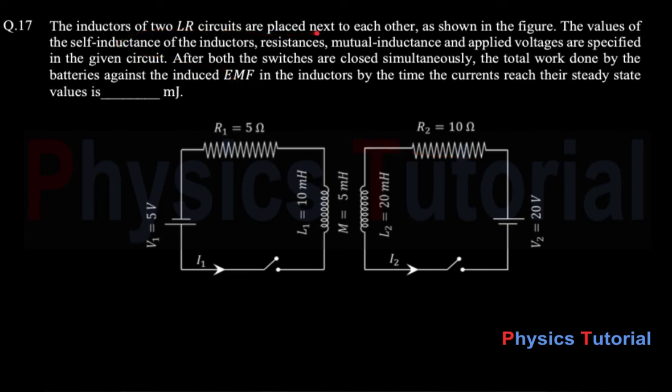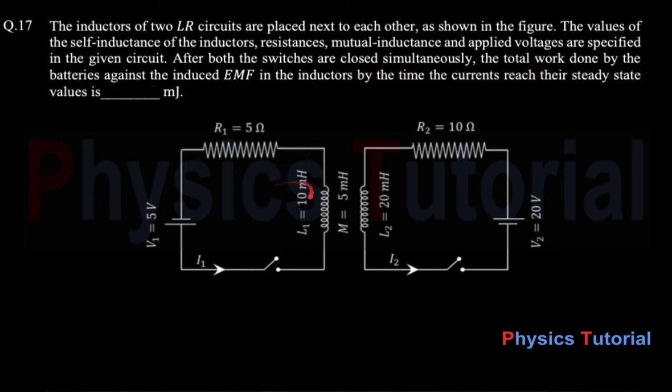So two LR circuits are placed next to each other as shown in the figure. The values of the self-inductance of the inductor, resistance, and mutual inductance and applied voltage are specified in the given circuit. After both the switches are closed simultaneously, the total work done by the batteries is to be found.